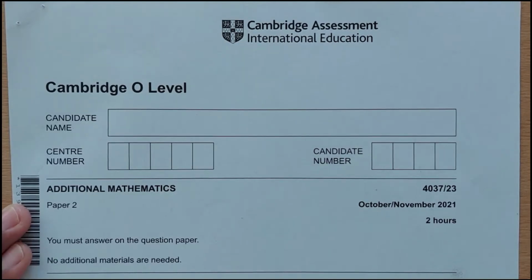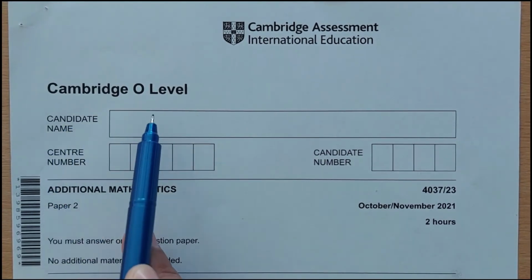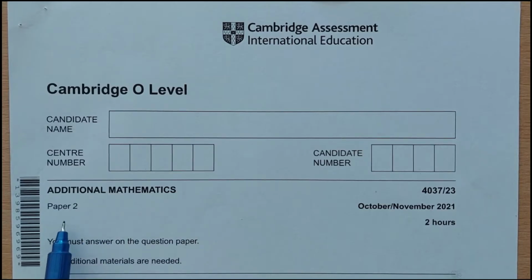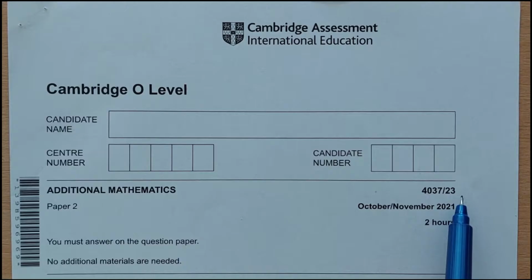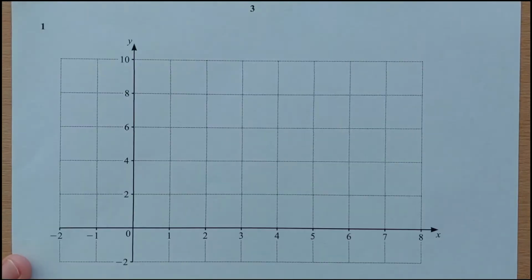Hi everyone, in this video we are going to solve Cambridge O-Levels Additional Mathematics Paper 2 in the October-November 2021 session, Paper 2-3. So let's start with the first question.